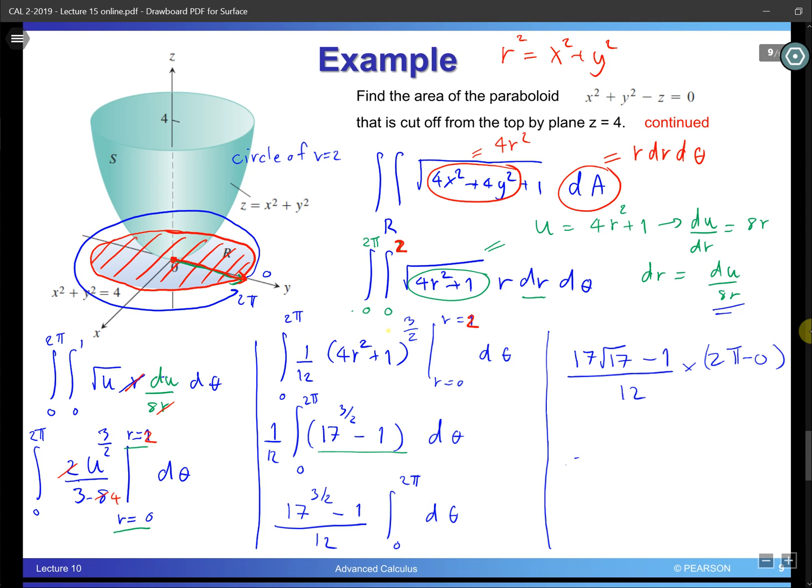So in the end, you have 17 square root of 17 minus 1 times pi over 6. And that is the answer. That is the area of this surface.